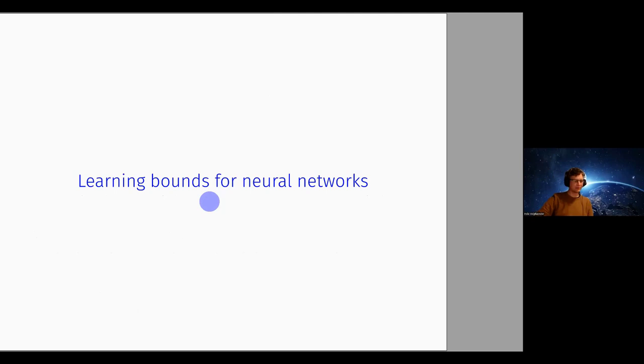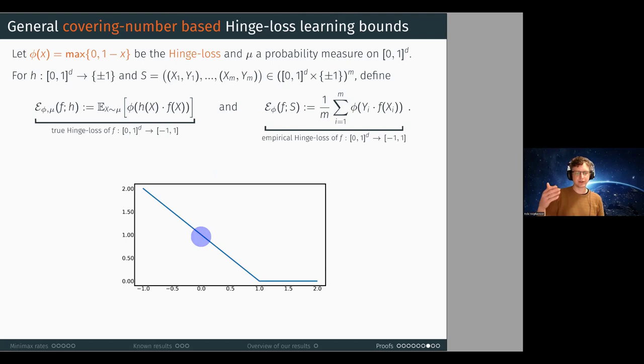So the last part of the talk is related to learning bounds for learning these functions using neural networks. This is basically based on applying a known, very general result from Kim, Ohn, and Kim, which is concerned with telling you that if you do empirical risk minimization with respect to the so-called hinge loss, which I will discuss now, then you get quite nice learning bounds.